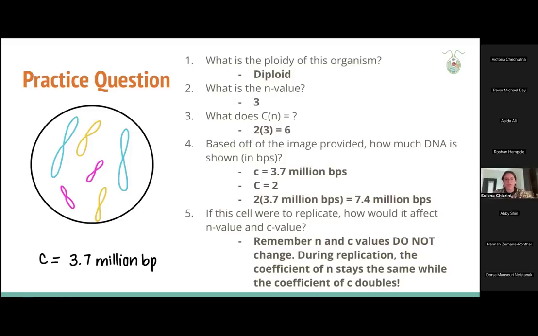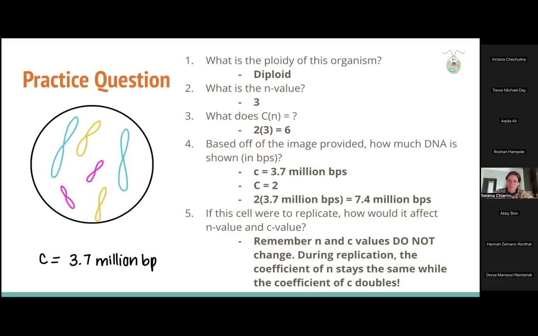There you go, that's your 3. And then putting that together, we know diploid, that's going to be our coefficient, multiplied by 3 equals 6. Now we're talking about C value, so we know that C was the weight of one set of the chromosomes, but we have 2 sets of these chromosomes in this state. So 3.7 times 2, 7.4.